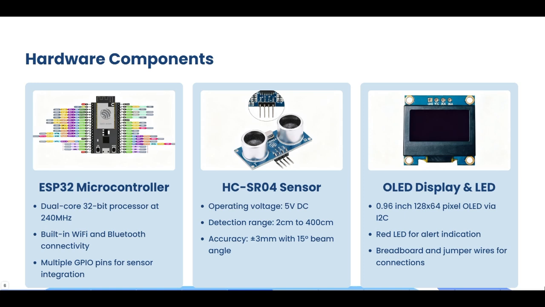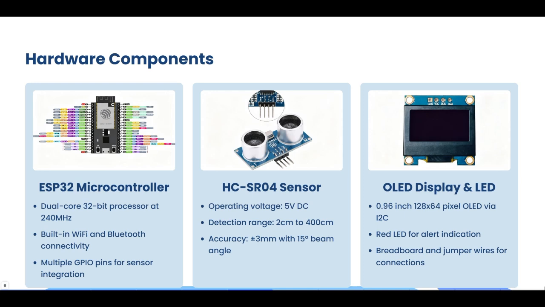The ultrasonic sensor has a range from 2 centimeters to 400 centimeters. We can set any range. For this hardware example, I set 20 centimeters. Accuracy is plus or minus 3 mm with a 15-degree beam angle. The OLED is 128 by 64 pixels, and there is a red LED for alert indication.